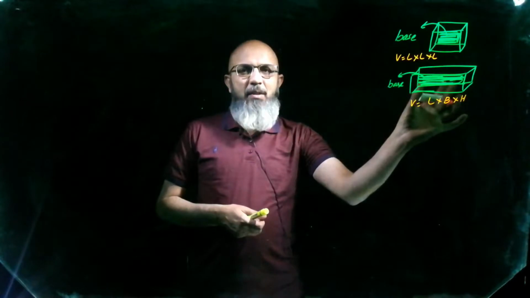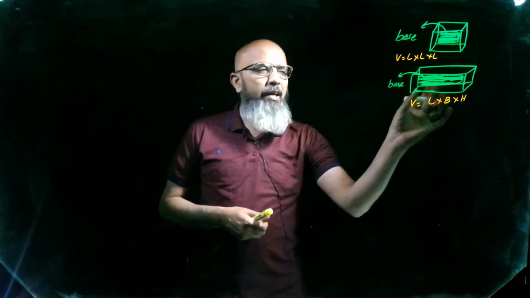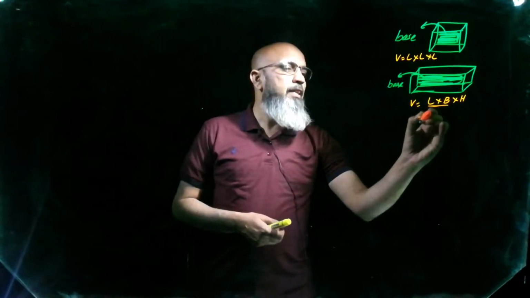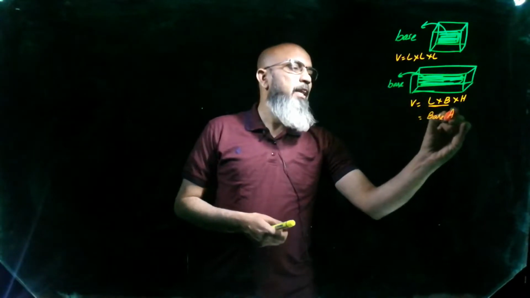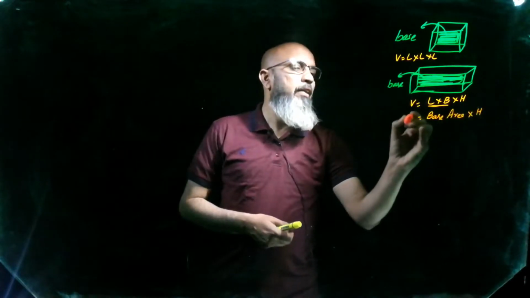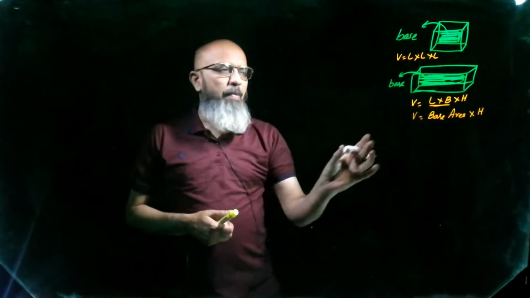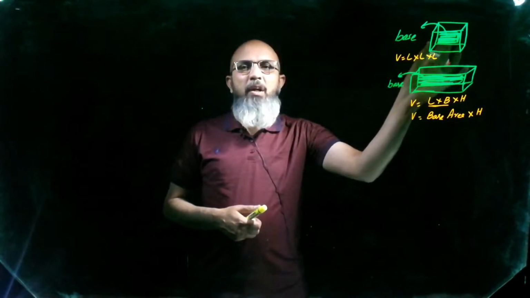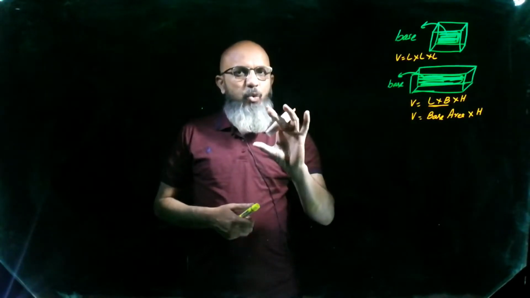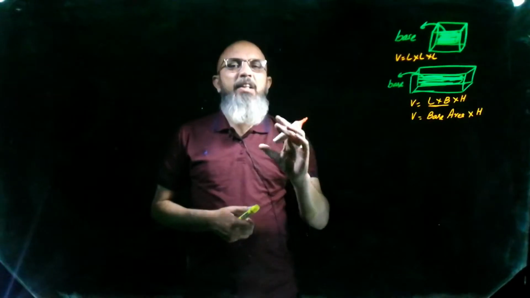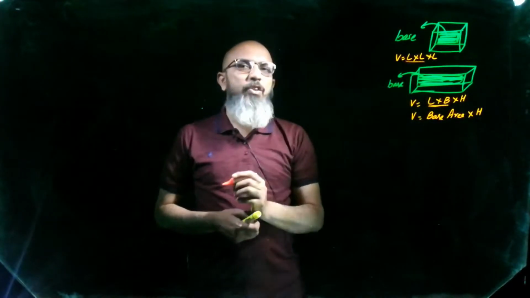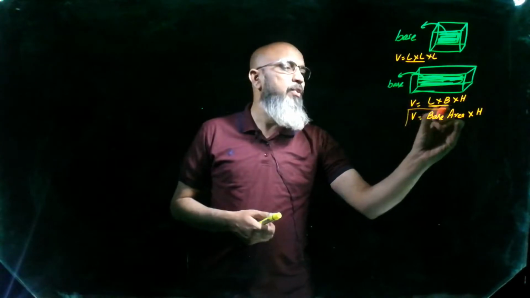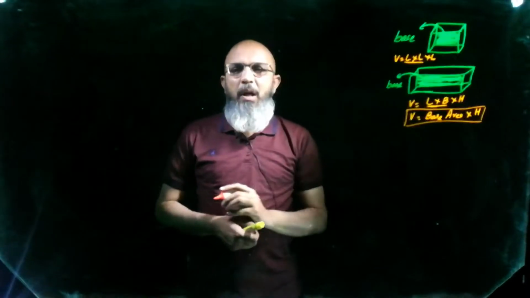So what is the base? The base of a cuboid is a rectangle, and the area of a rectangle is length into breadth, which means we can say volume is base area into height. We can calculate the volume if the base area and the height are given to you, right? Similarly, for a square, the base area is the area of a square, that is length into length. So in the coming questions, we use volume is equal to base area into height.